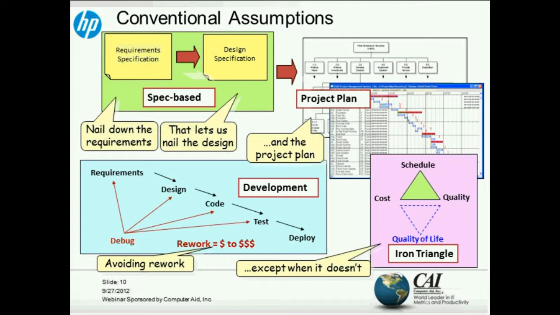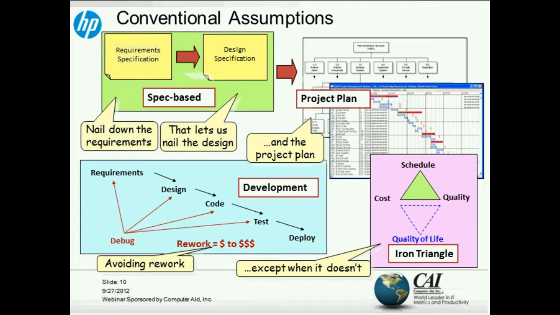So why Scrum, and why Agile in particular? Well, the conventional assumptions for projects are that you nail down the requirements at the beginning, and that lets you nail down the design, and then that enables you to create a project plan. And that project plan is intended to be a comprehensive plan for the project and contains all of the activities needed to finish the project on time, on schedule, and with the needed quality required.